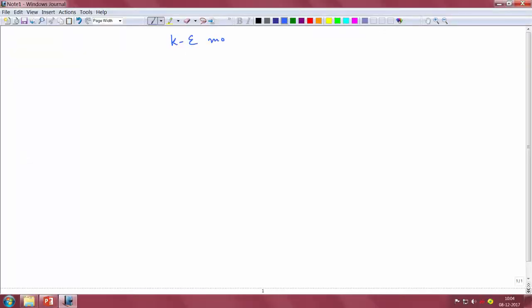So, in the last class we started doing this control volume approach, and we talked about the K-Epsilon model. We defined what K was, which is basically the turbulent kinetic energy. So, in a control volume we had to write an equation for K.